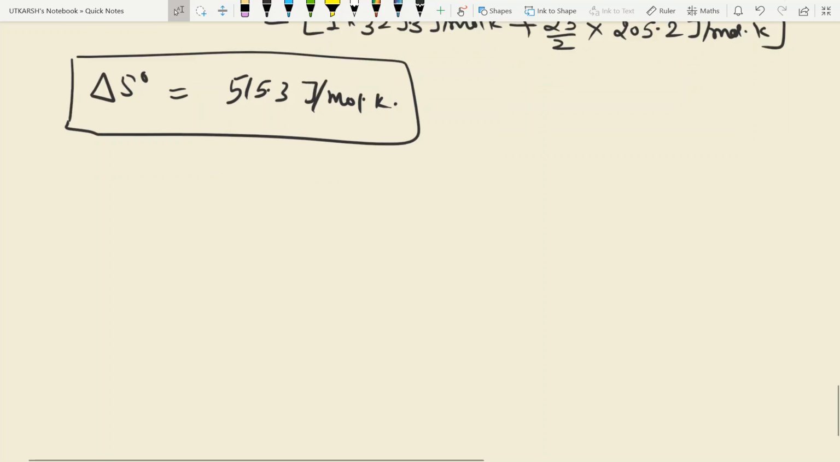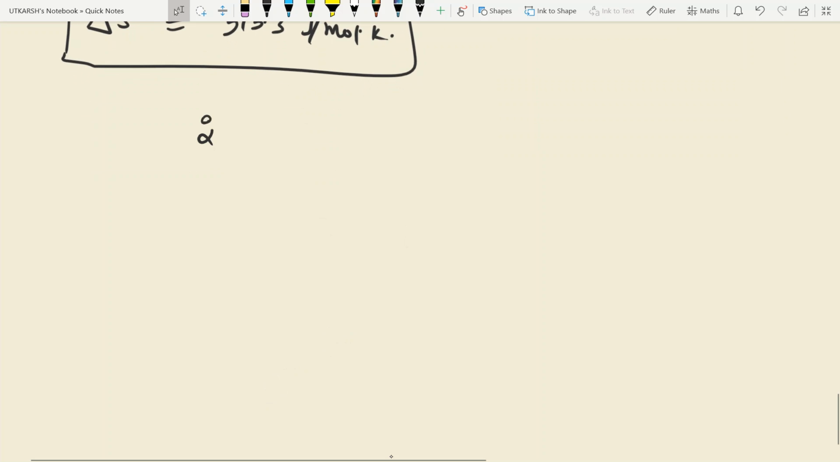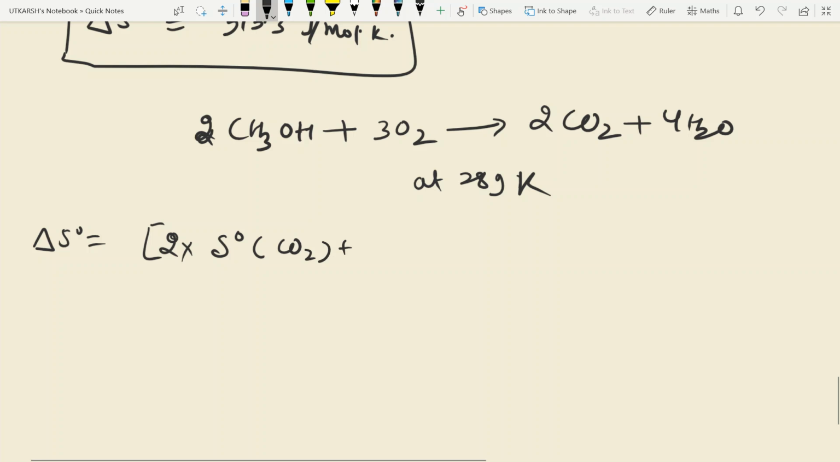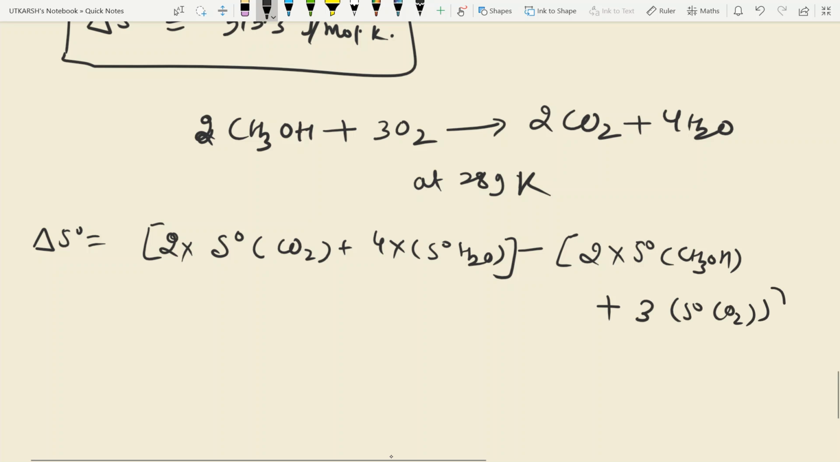So this is how we can determine the entropy change in any equation. However, for an exercise we can use this equation to determine the change in entropy for the reaction at 298 Kelvin. So we will write delta S naught equal to 2 into S naught of CO2 plus 4 into S naught of H2O minus 2 into S naught of CH3OH plus 3 into S naught of O2.